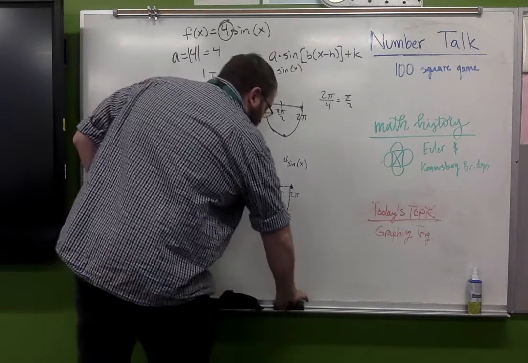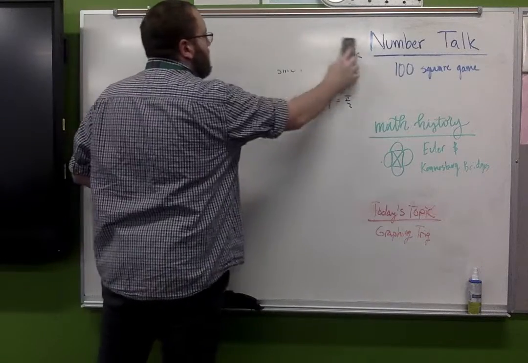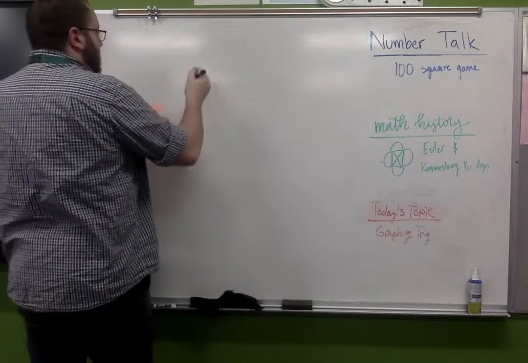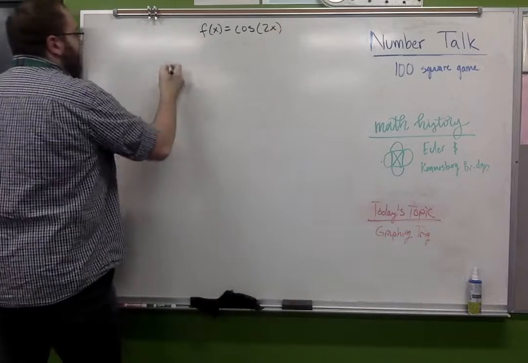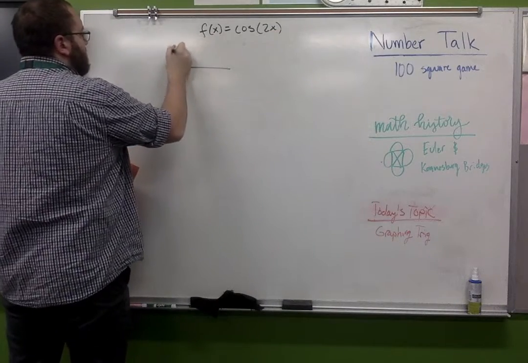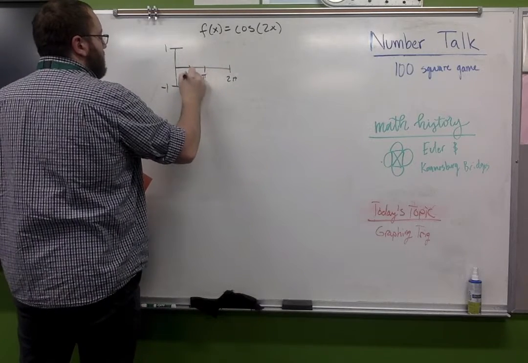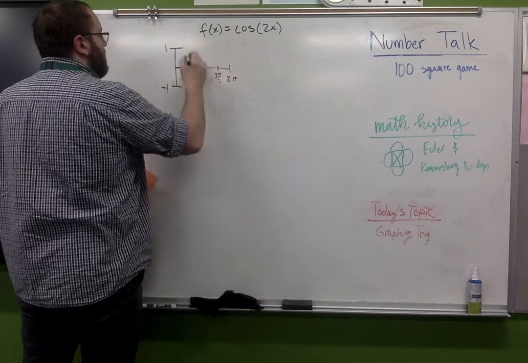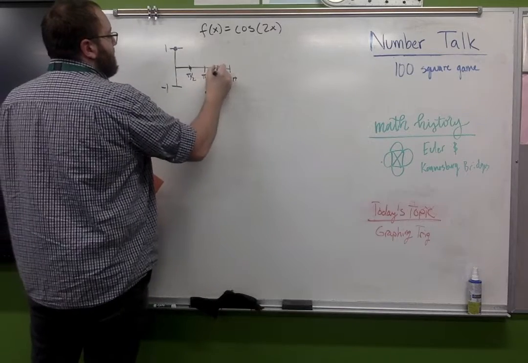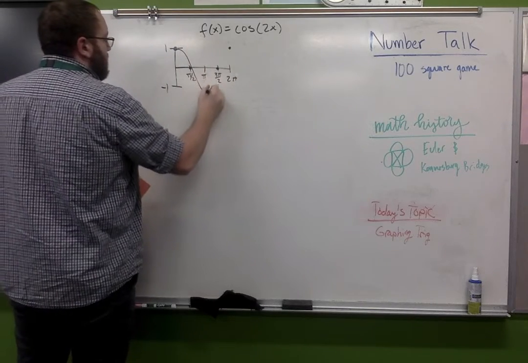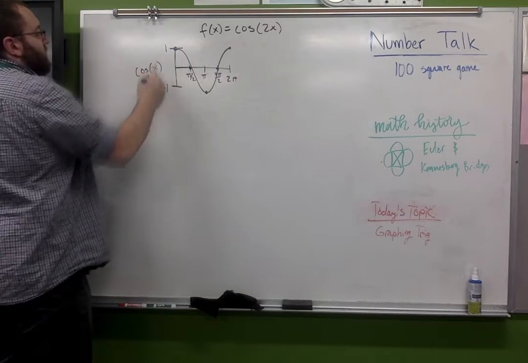Let's do another one. Maybe I'll do different colors for these next ones, so you can kind of see the progression. f of x is equal to cosine of 2x. So I'm going to do the parent function first. So cosine of 0 is 1, down to 0, down to negative 1, up to 0, up to 1. Okay, there's my parent function. That graph is cosine of x.